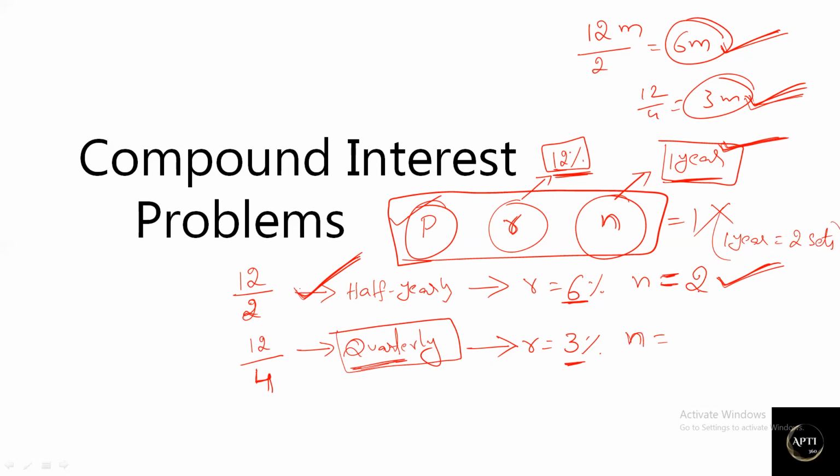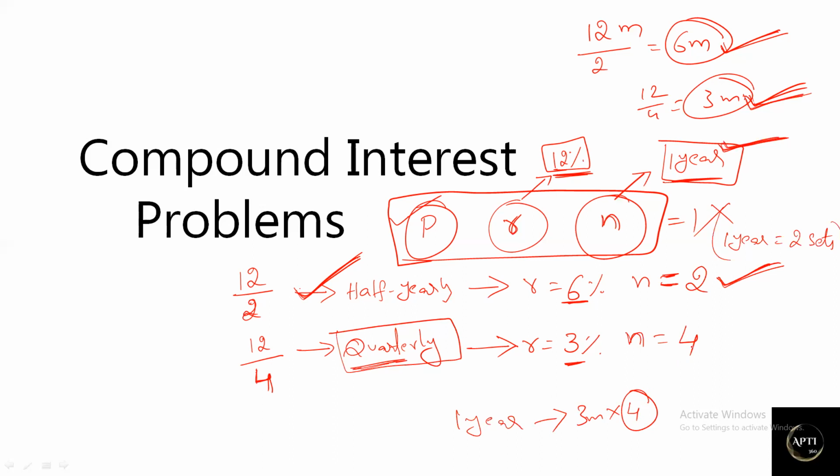Don't consider n equal to directly 1 in the given question. Now in 1 year, how many quarters? Quarter means 3 months. How many quarters are present in 1 year total? How many 3 months? 3 months into 4. So the total n value will become 4.